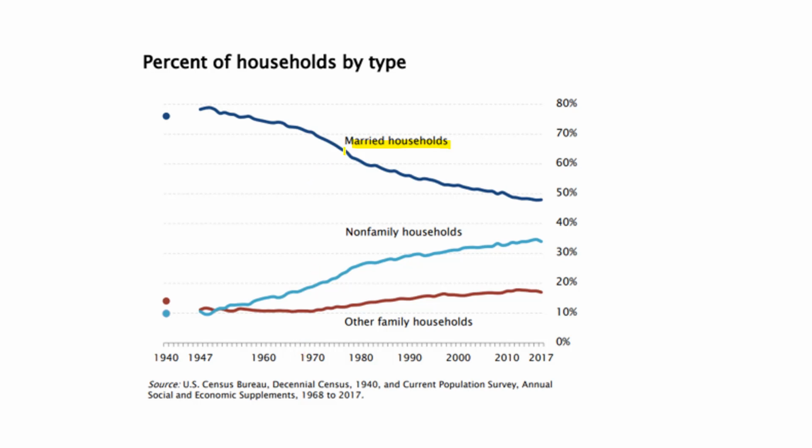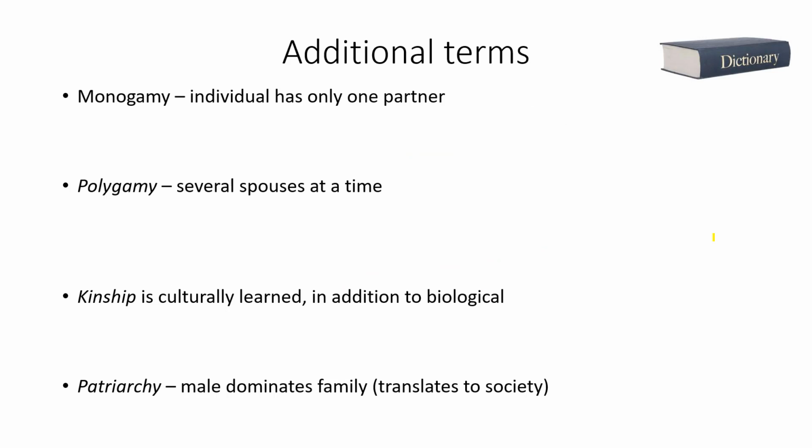Let's see, the married households have been declining steadily, while the non-family households, those are the cohabitating couples, have been steadily increasing, as well as other types of households have been increasing over that time. So those are a couple of general trends that have been fairly consistent over the past few decades.